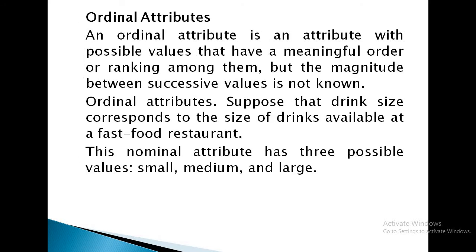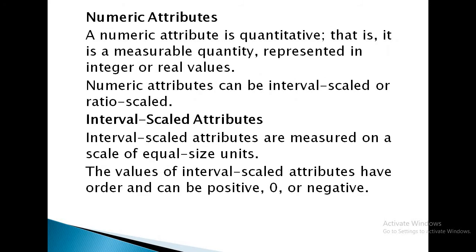And the next one is ordinal attribute. For example, an ordinal attribute has three possible values: small, medium and large. An ordinal attribute is an attribute with possible values that have a meaningful order or ranking among them, but the magnitude between successive values is not known. Suppose that drink size corresponds to the size of drinks available at a fast food restaurant.